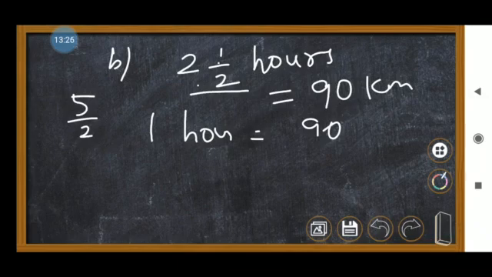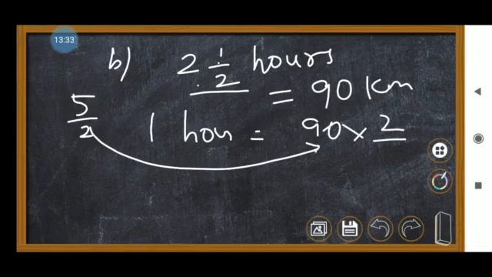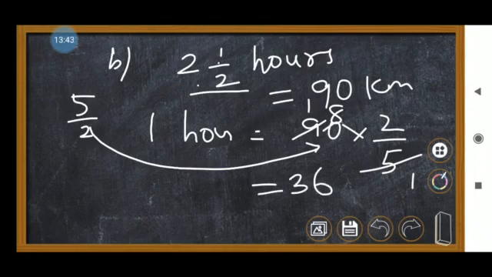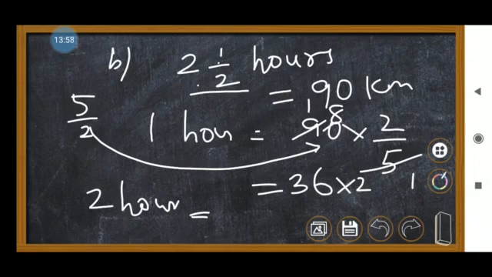For 1 hour, the 5 by 2 will come to the 90 reversed, so 2 by 5. 1 fives are 5, and 8 fives are 40, so 18 into 2 is 36. So for 1 hour, 36 kilometers. For 2 hours, 36 into 2 is 72 kilometers.